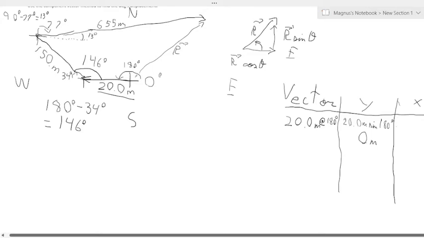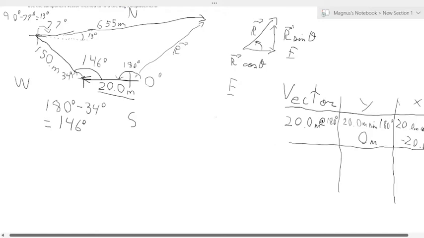Now for x, 20.0 meters, no, cos 180 degrees. But we know that cos 180 degrees is -1. So it's going to be 20 times -1, so this will be -20 meters. That is our first vector.